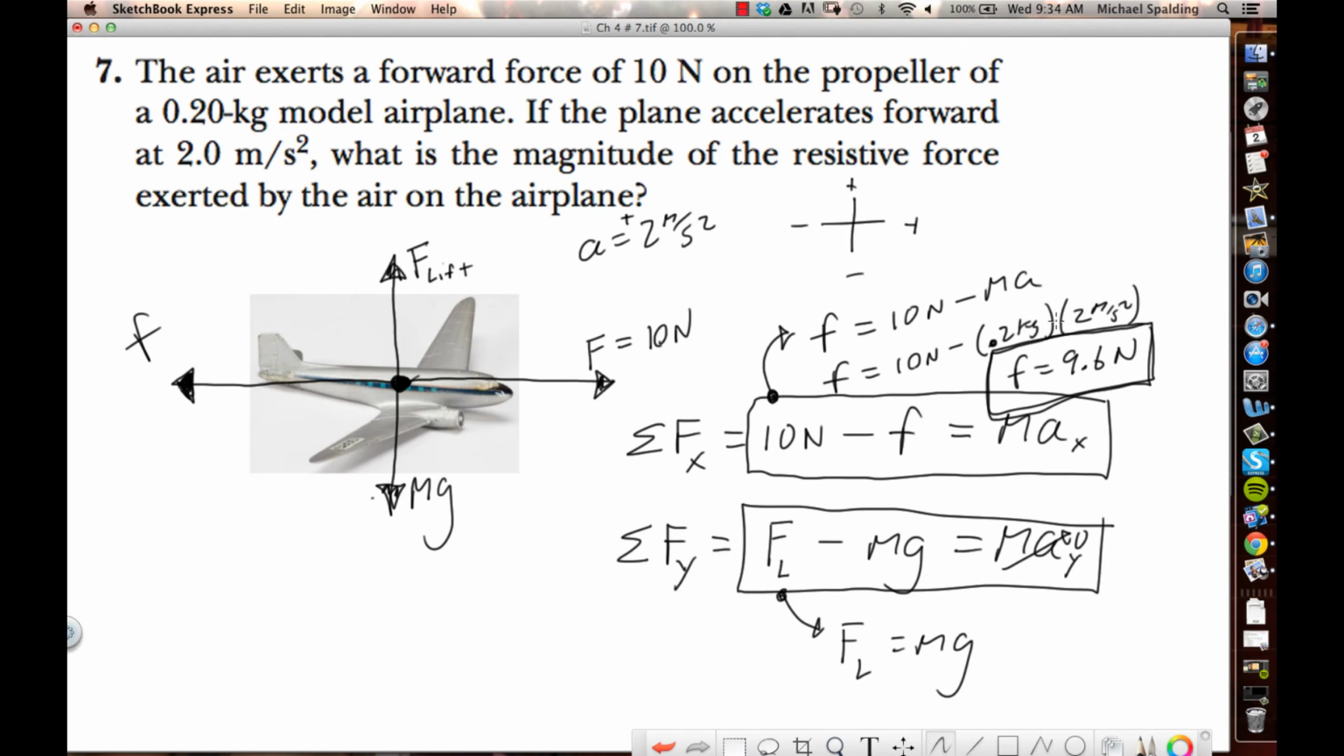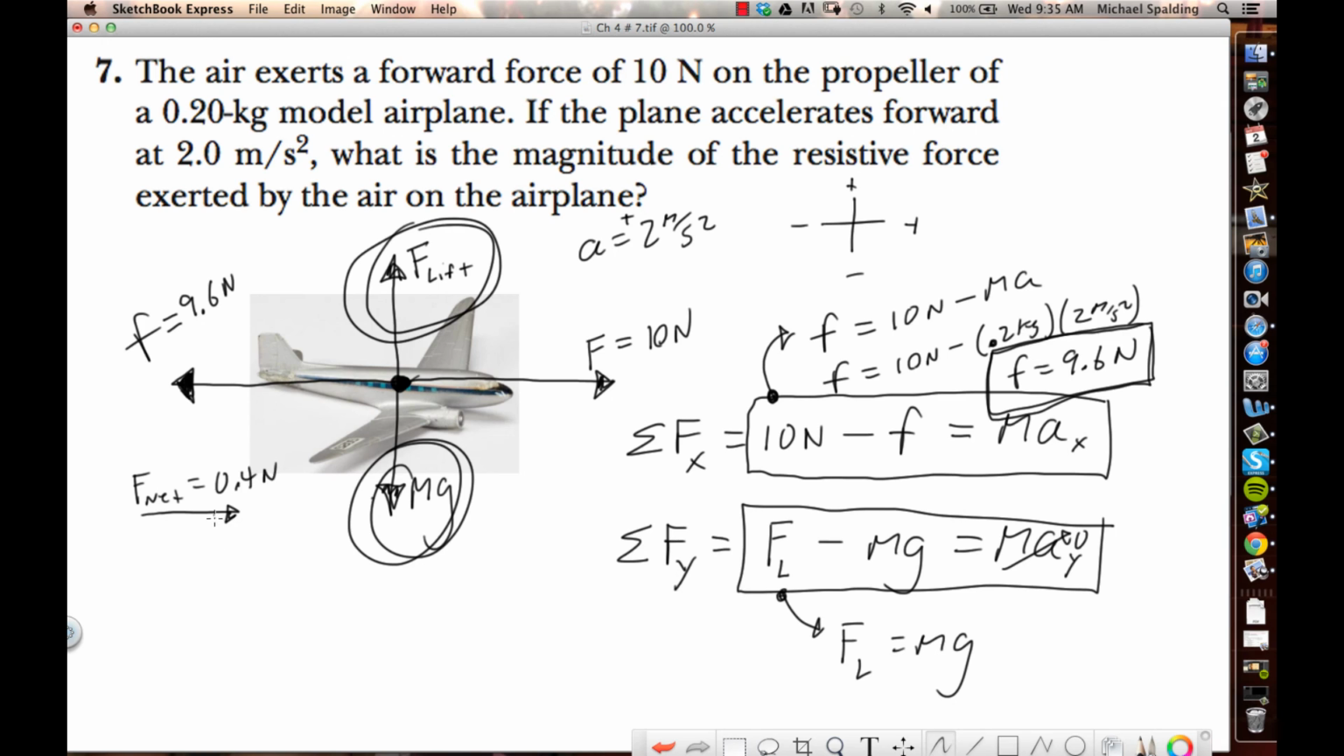Okay. What's the net force on the airplane? It doesn't ask for it, but how could you find out the net force? So we now know that this resistive force is 9.6. So what is the net force? The vertical forces are canceling. The lift force and mg, what are those two forces doing? They're canceling. Are the x forces canceling? Nope. Which way is the net force? To the right, and what's it going to be equal to? F net equals what? What's the difference between 10 and 9.6?